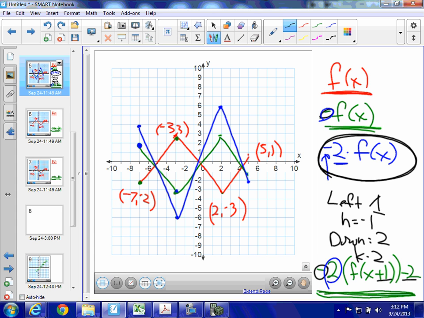So I'm going to take this point right here, and I move it to the left 2 and down 1. That's my new point right there. I'm going to take this point here and move it to the left 2, down 1. That's my new point there. Over here, to the left 2 and down 1. That's my new point there. This point right here, to the left 2 and down 1. That's my new point there. So I'm going to connect those points.